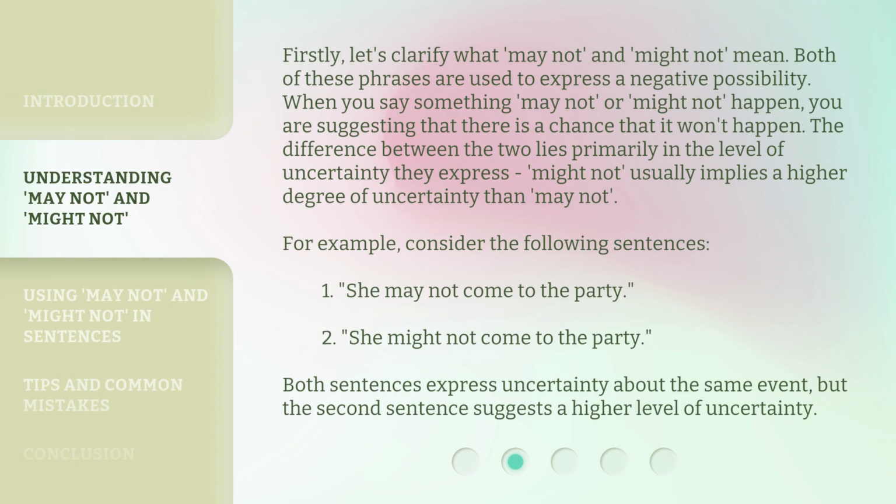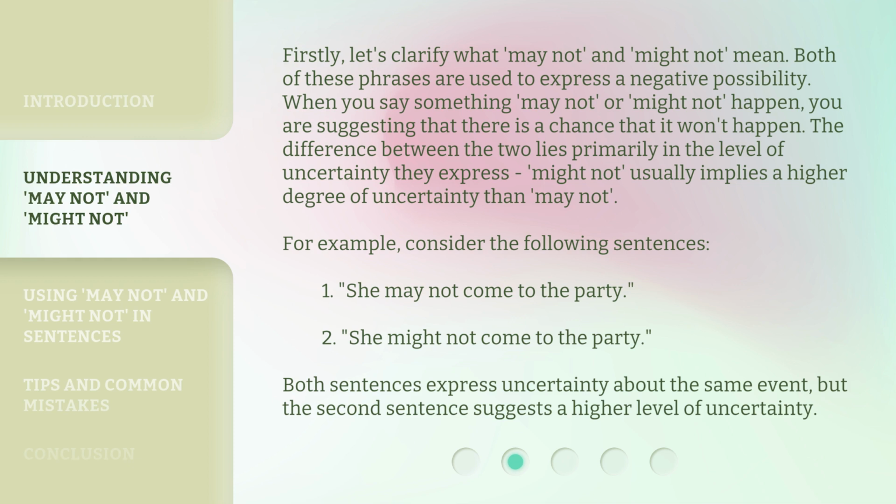Firstly, let's clarify what may not and might not mean. Both of these phrases are used to express a negative possibility. When you say something may not or might not happen, you are suggesting that there is a chance that it won't happen. The difference between the two lies primarily in the level of uncertainty they express. Might not usually implies a higher degree of uncertainty than may not.